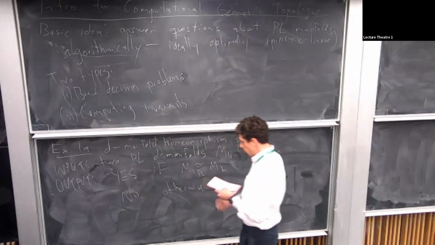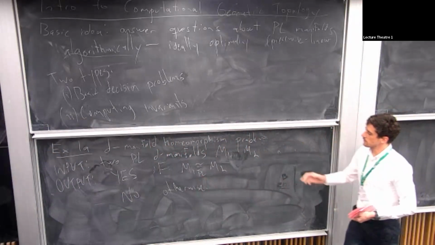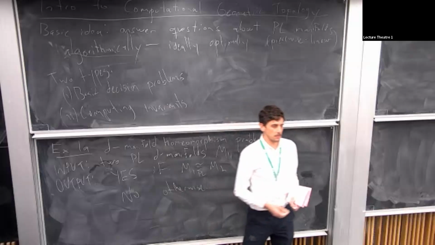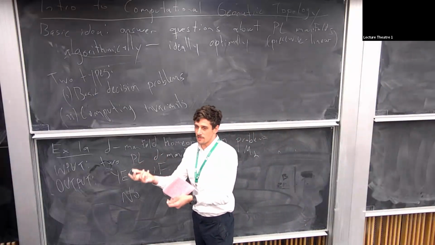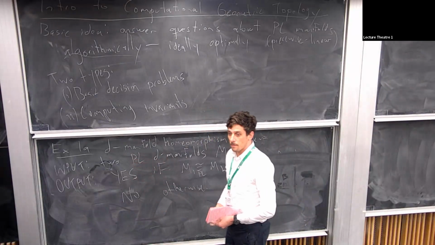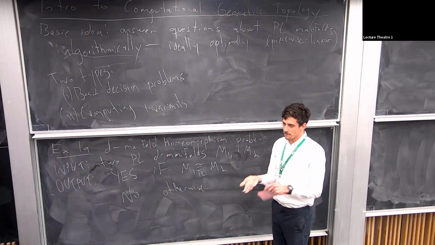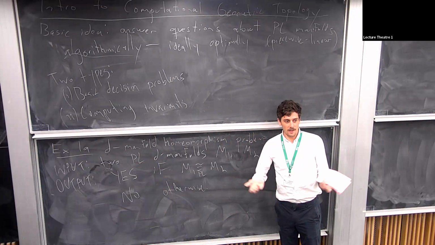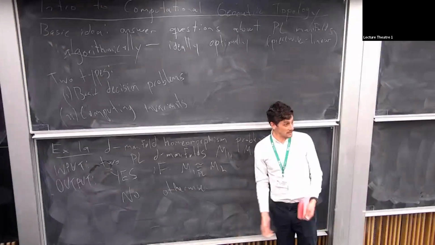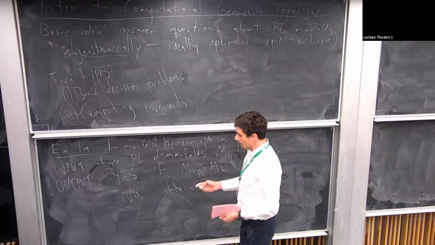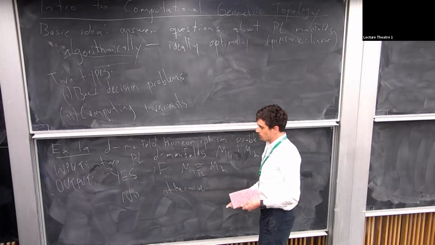So what's a PL manifold? It's a type of simplicial complex that satisfies a condition on the links of the vertices. Namely, the link of every vertex needs to be a PL sphere of one lower dimension. Okay, and there's some fuzziness here. If I give you two simplicial complexes, how do you know that they're actually PL manifolds? That is itself a decision problem. And we'll piece together the answer in a moment. Okay.